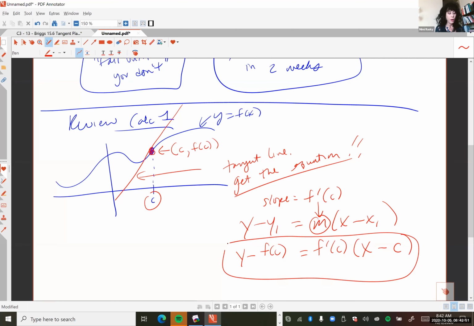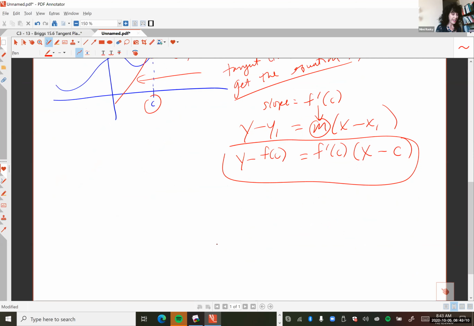Boom, done. Okay. So where we're headed is, instead of the equation of a tangent line, although I'm going to define a tangent line to a surface here in a moment, we really want the equation of the tangent plane to the surface.